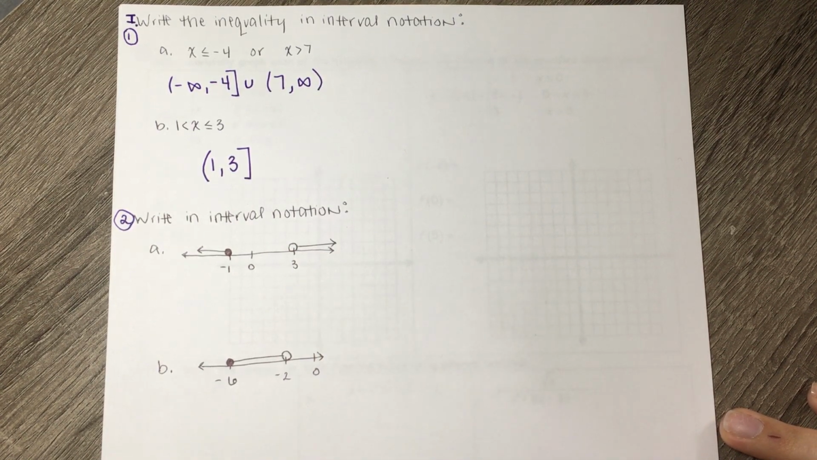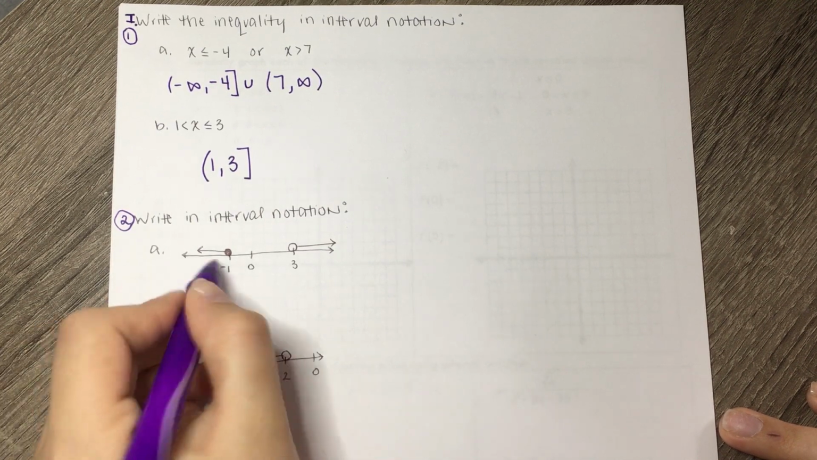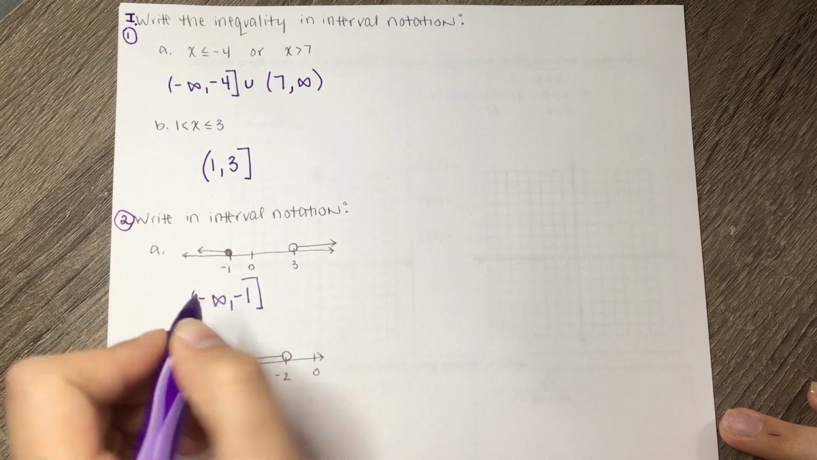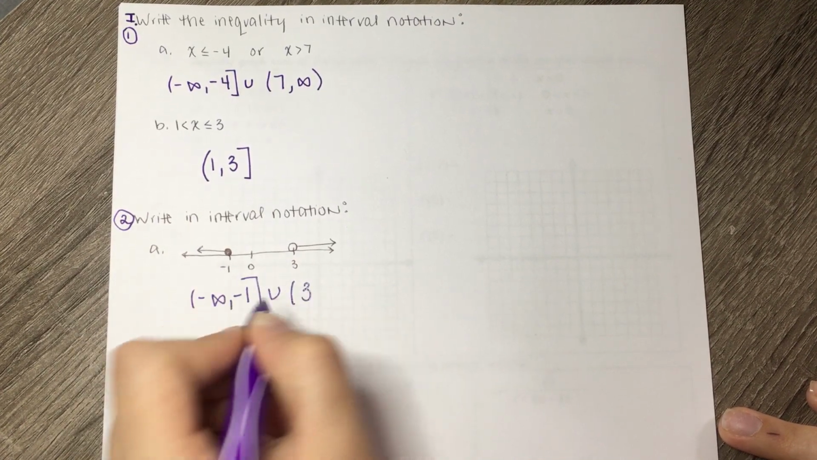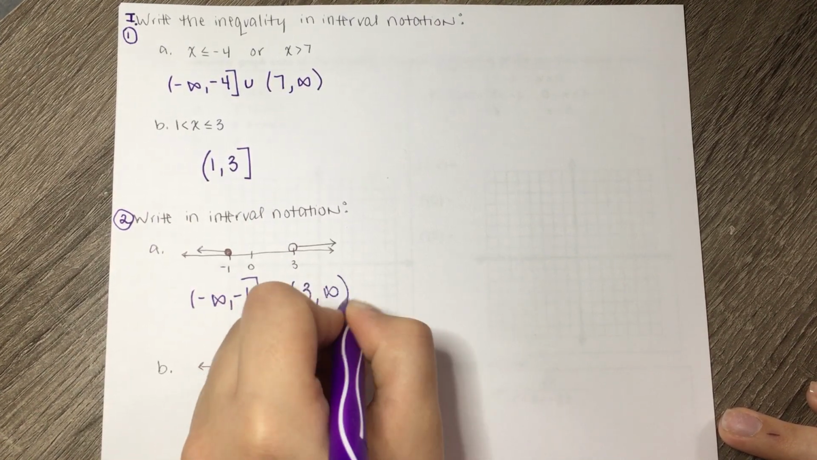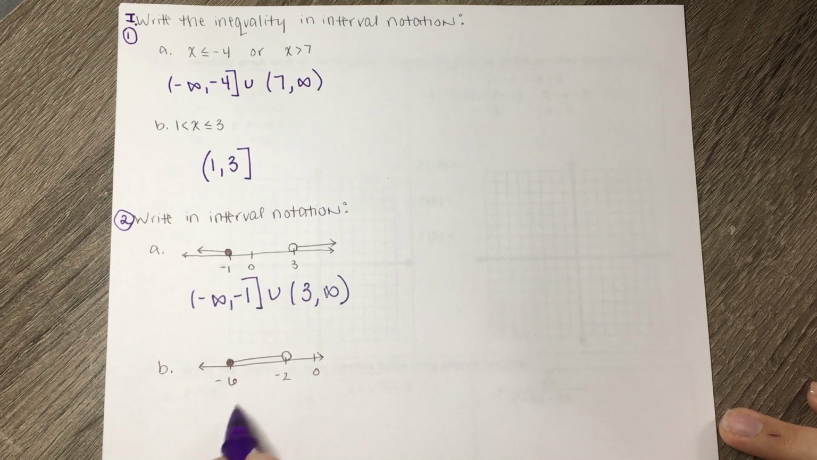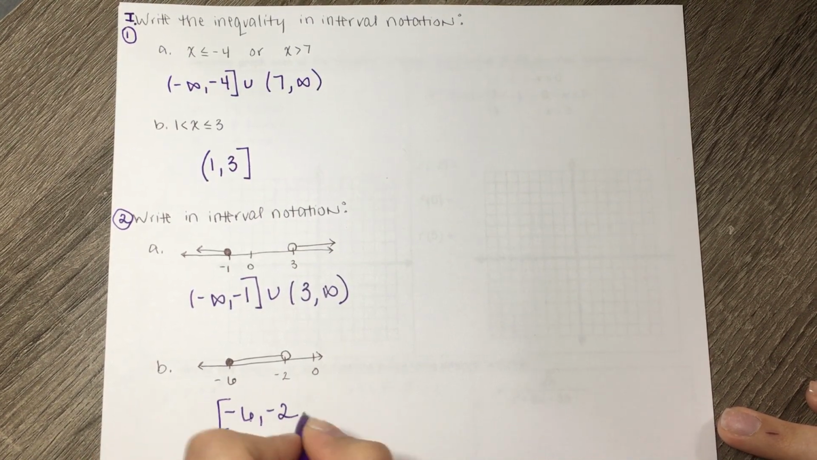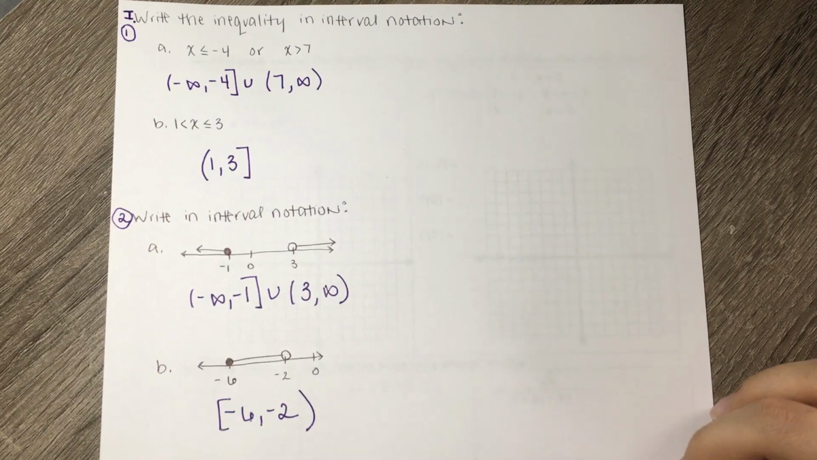graph, and now we have to give the interval notation. So we come from negative infinity, and we go all the way to -1, and we're inclusive of -1, and then we pick up again at 3, exclusive, and we go all the way to infinity. Taking a look at letter B, we're from -6 to -2, we're inclusive of -6, and we're exclusive of 2.